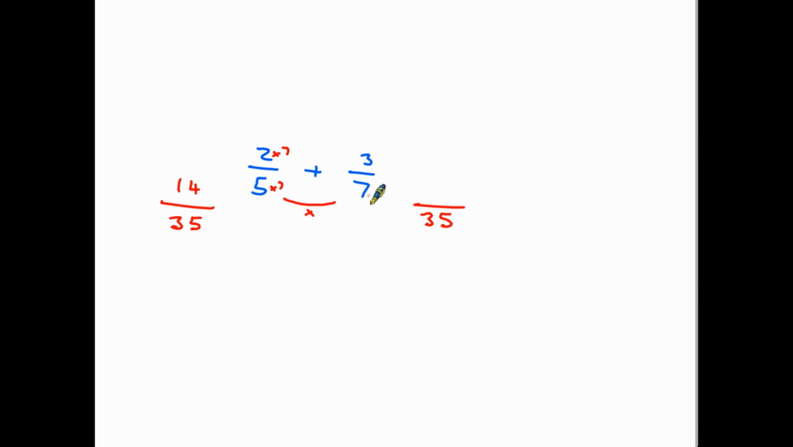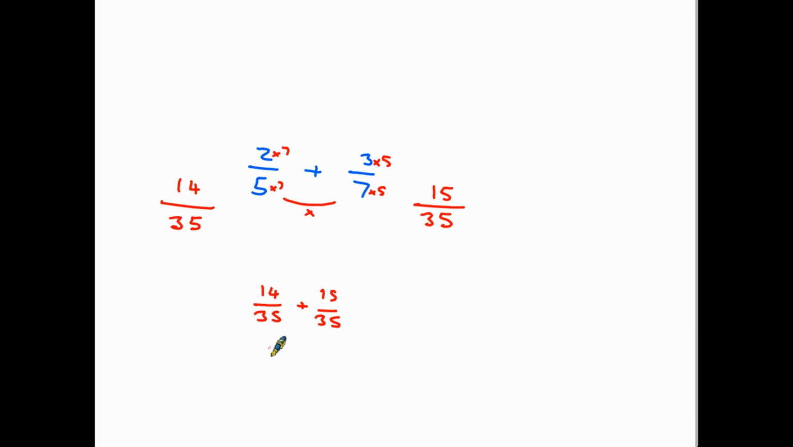On the other side, however, we've got to ask, how did we get from 7 to 35? And of course the answer is we multiplied it by the 5. If I've multiplied the bottom by the 5, I have to do the same with the top. 3 times 5 is 15. Now let's write these down at the bottom. We've got 14/35 and we are adding it to 15/35.